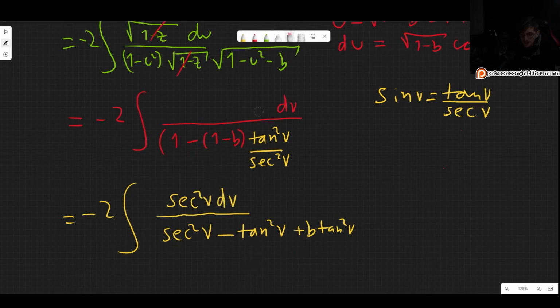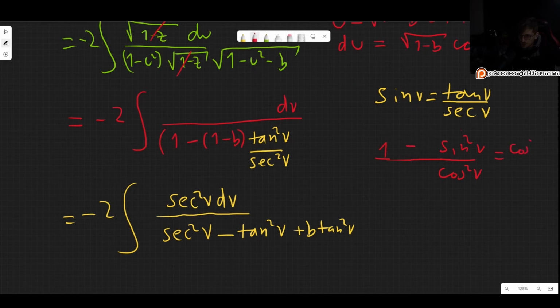Okay, now what else do we have? We have secant squared v minus tangent squared of v. Well, what is that? This is basically saying 1 over the cosine squared of v minus the sine squared of v divided by the cosine squared of v. So this is already in a common denominator. So you get 1 minus sine squared of v, which is cosine squared of v.